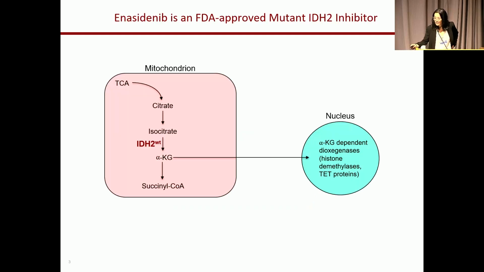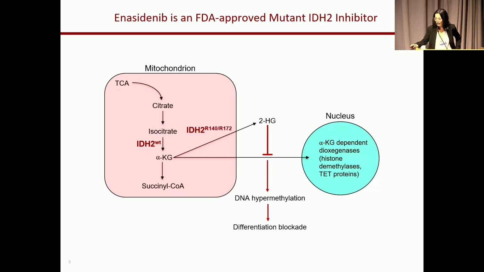I think this audience does not need any introduction to how IDH2 wild-type and the mutant enzyme works. The wild-type enzyme works in the TCA cycle by converting isocitrate to alpha-ketoglutarate, which is a cofactor that then acts with the TET2 enzymes to demethylate genomes and result in differentiation.